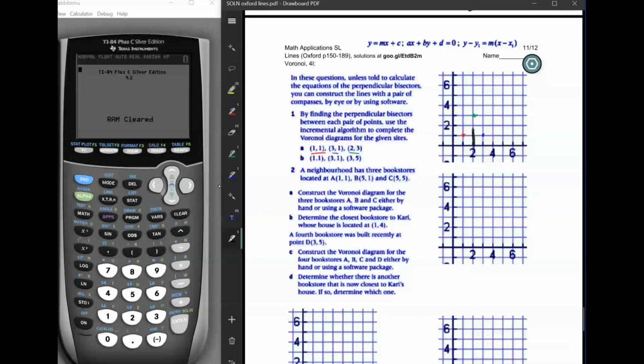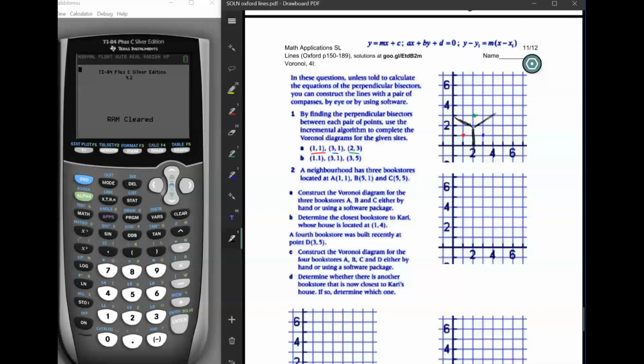If I wanted to draw a perpendicular bisector between blue and green, it would go through the midpoint, which would be right there, right? And it would have a slope which was approximately perpendicular to what's given, so it would be kind of like that, right? And then for red and green, the midpoint would be right there, and the slope of the perpendicular bisector would be kind of like that. Okay? And so that's how you would do a Voronoi diagram, by eyeballing it.